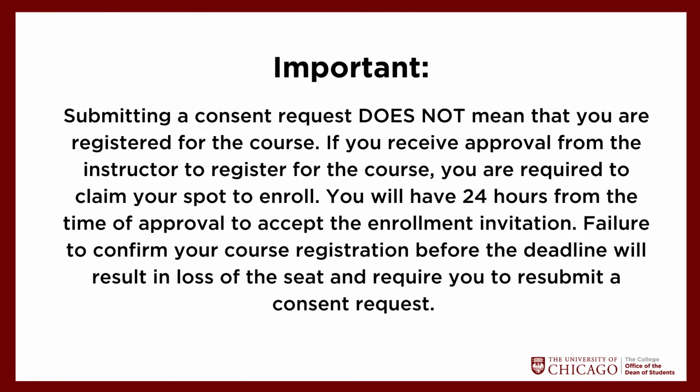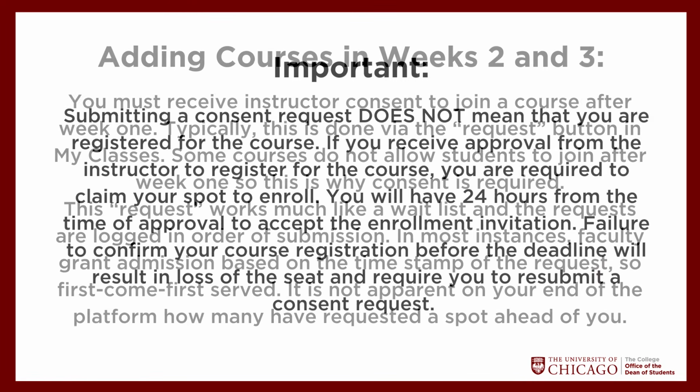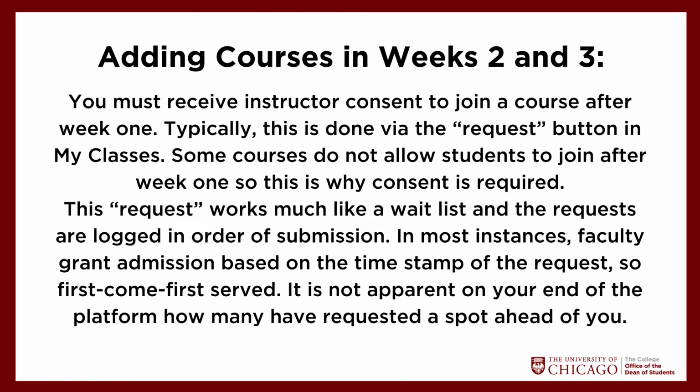If you receive approval from the instructor to register for the course, you are required to claim your spot to enroll. You will have 24 hours from the time of approval to accept the enrollment invitation. Failure to confirm your course registration before the deadline will result in loss of the seat and require you to resubmit a consent request. You must receive instructor consent to join a course after week 1. Typically, this is done via the request button in My Classes. Some courses do not allow students to join after week 1, so this is why consent is required.